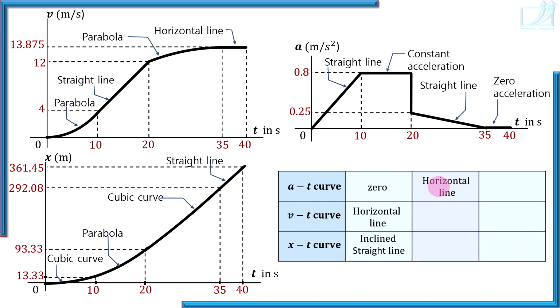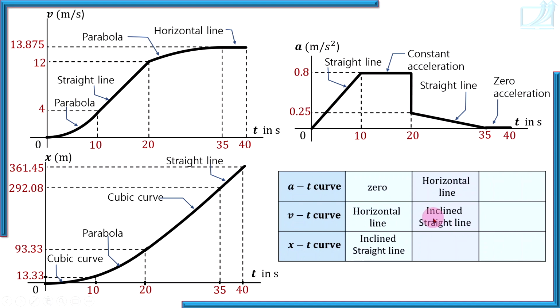When the AT diagram, the acceleration time diagram, is a horizontal line, for example 10 to 20 seconds, acceleration is constant. When acceleration is constant, v is equal to u plus at. The equation is like y equal to mx plus c, so it is an inclined straight line. That is why. So these are the same equations of motion.